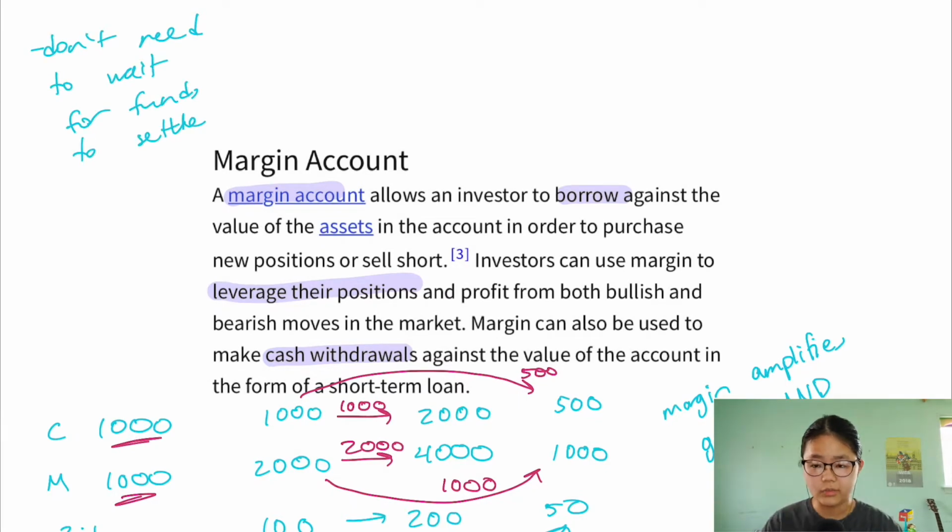A couple other notes about margin accounts: you don't need to wait for funds to settle to buy and sell. In a cash account, if you sell $1,000 of stuff, you're going to have to wait 2 days to buy and sell again. But in a margin account, you can buy and sell with that $1,000 multiple times on the same day.